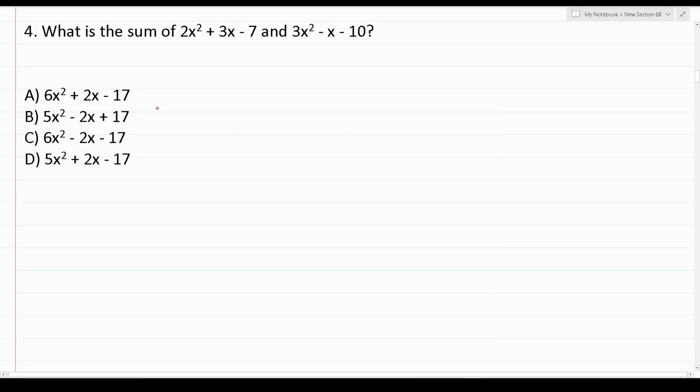All right, so number 4 here says, what is the sum of 2x squared plus 3x minus 7 and 3x squared minus x minus 10? This problem is testing your ability to add two polynomials. And let me say this.